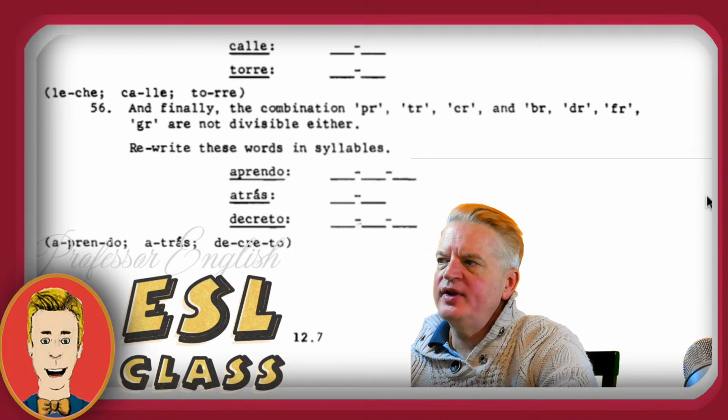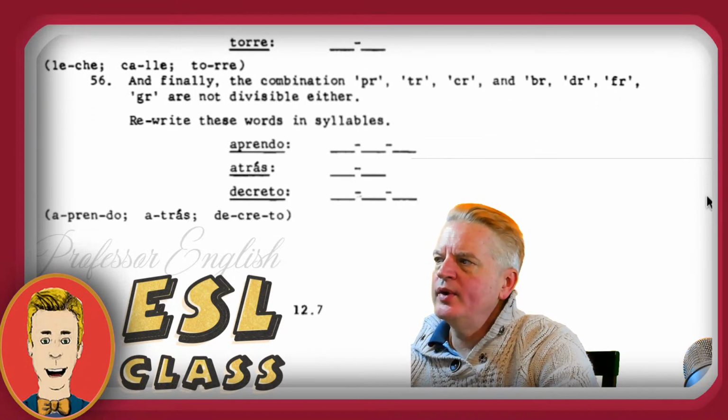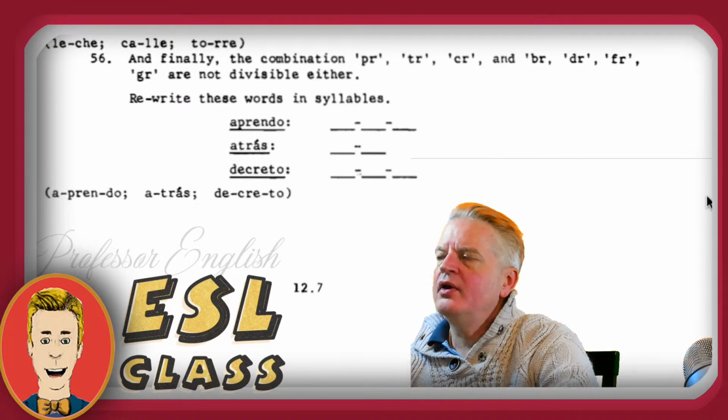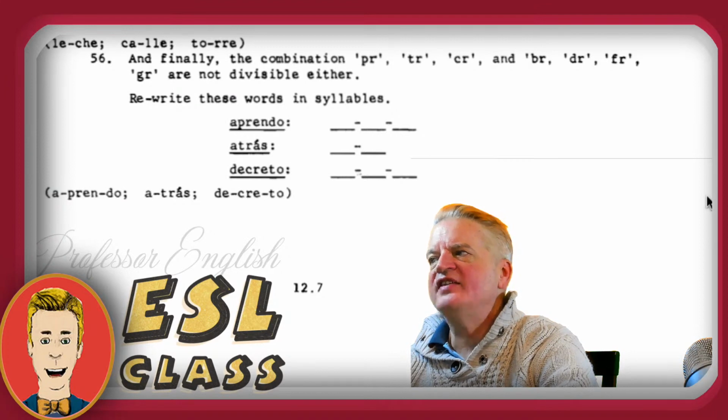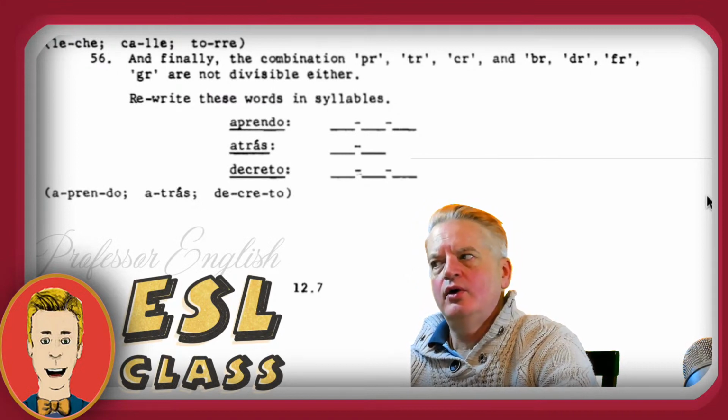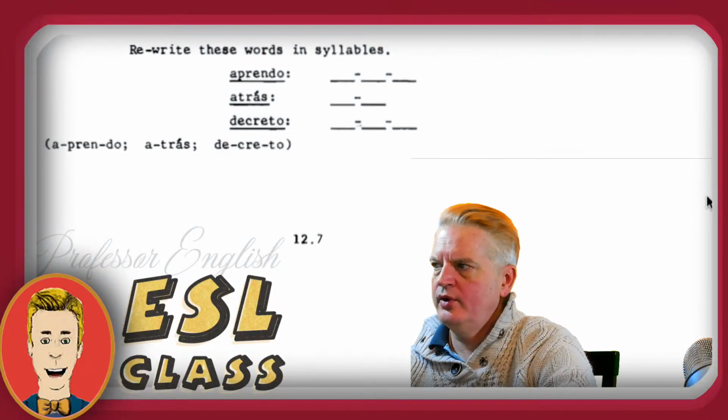Finally, the combinations PR, TR, CR, and BR, DR, FR, GR are not divisible either. Rewrite these words. Aprendo. Atrás. Decreto. Okay.